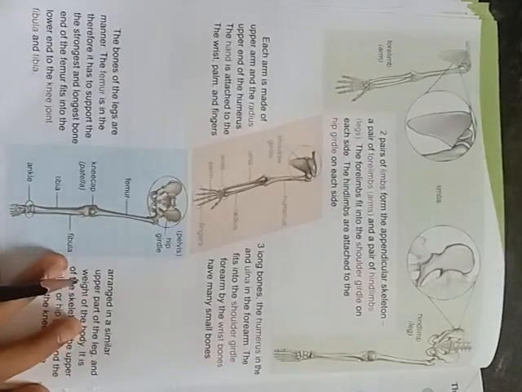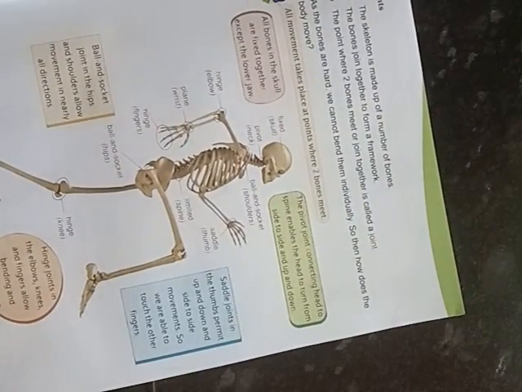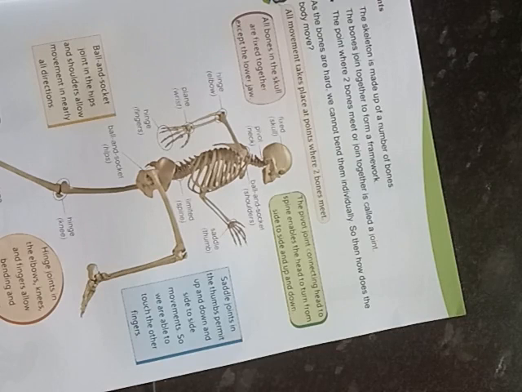Okay, children. Next, the joints. A joint is the meeting point of two bones held together by strong tissue called ligaments. There are several joints in our body. All the joints except those in the skull are movable. The bones in the skull are interlocked, making the joints immovable.